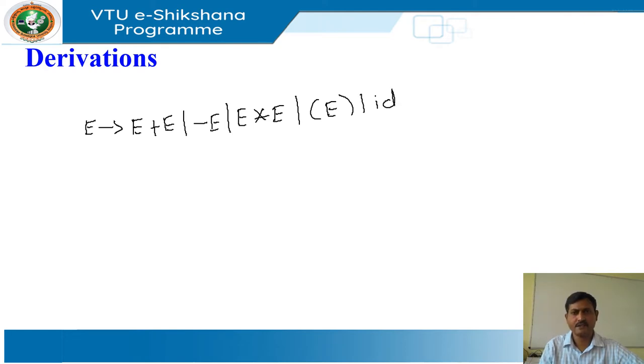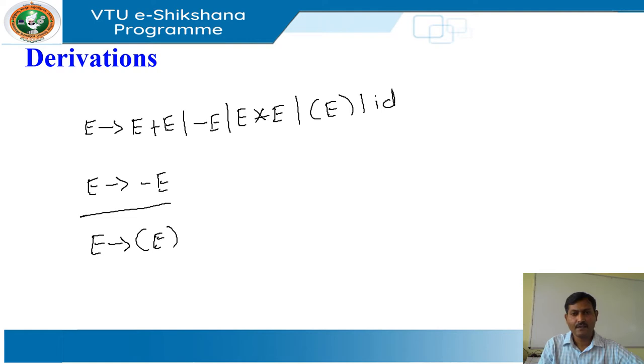or ID. The production E derives minus E signifies that if E denotes an expression, then minus E must also denote an expression. The replacement of a single E by minus E will be described by writing E derives minus E, which is read as E derives minus E. The production E derives parenthesized E can be applied to replace any instance of E in any string of grammar symbols by the parenthesized E.